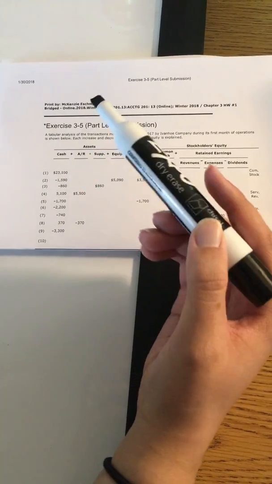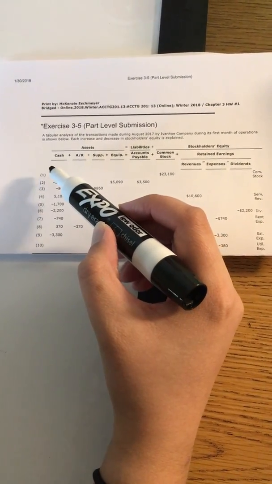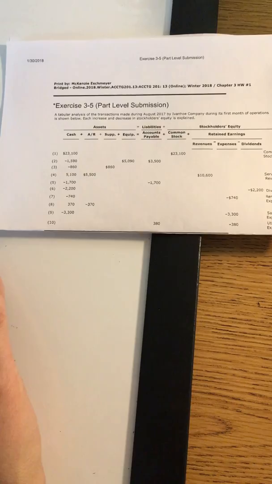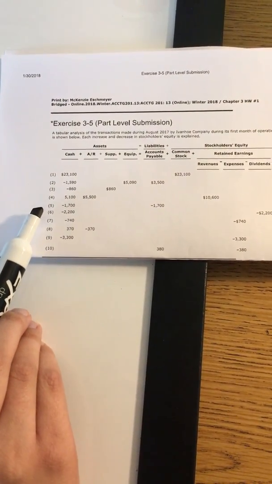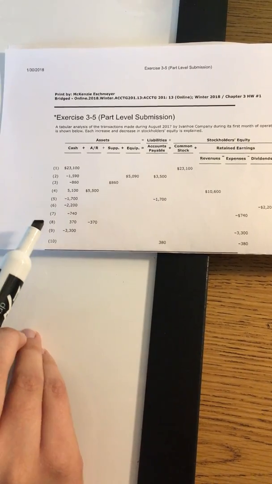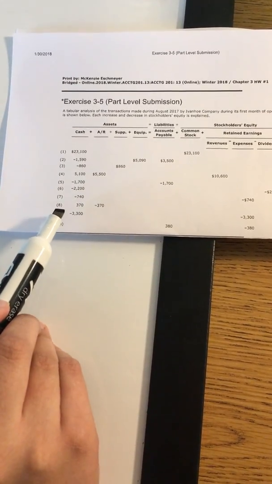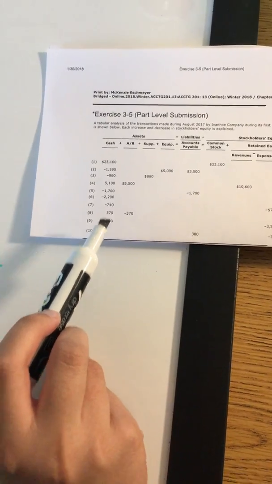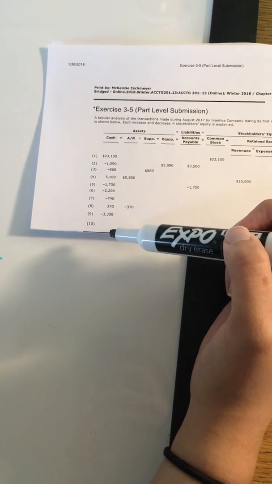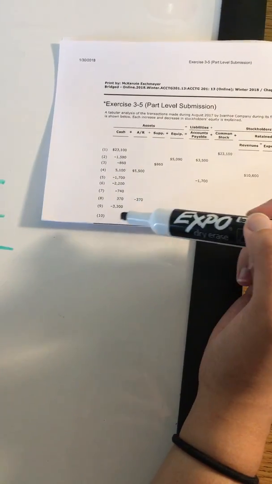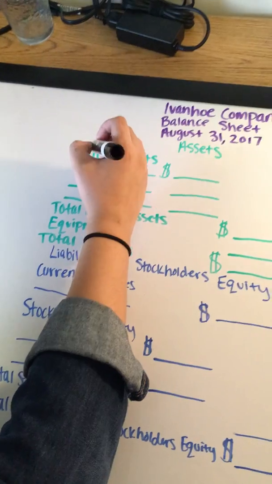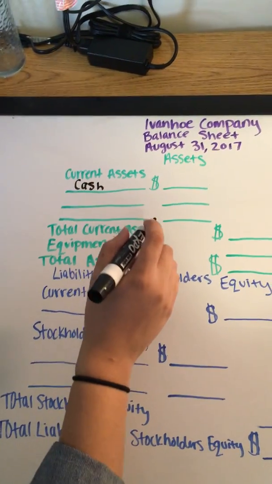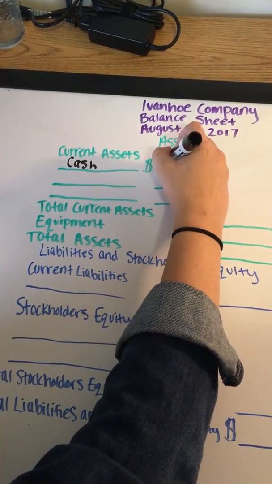What we need to do is start by adding the 23,100, subtract the 1,590, subtract the 850, add the 5,100, subtract the 1,700, subtract the 2,200, subtract the 740, add the 370, and then subtract the 3,300. That will give you your cash for the end of the month, because there are 10 transactions. So under current assets, you will write cash. Once you do all that, it is $18,180.